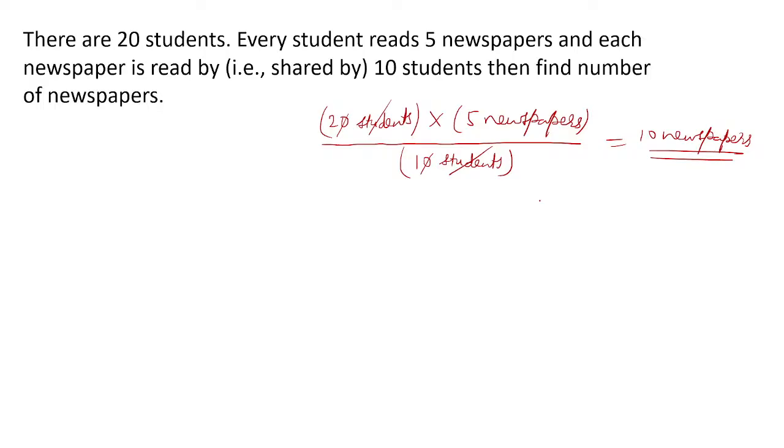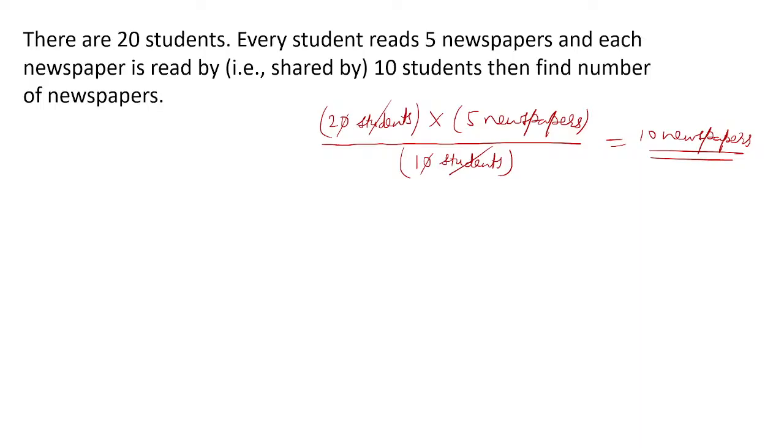Yeah. So there are 10 different newspapers, every student is reading 5 different newspapers, and every newspaper is being shared by 10 students. So with that, the total number of newspapers is supposed to be 10. Think about it.